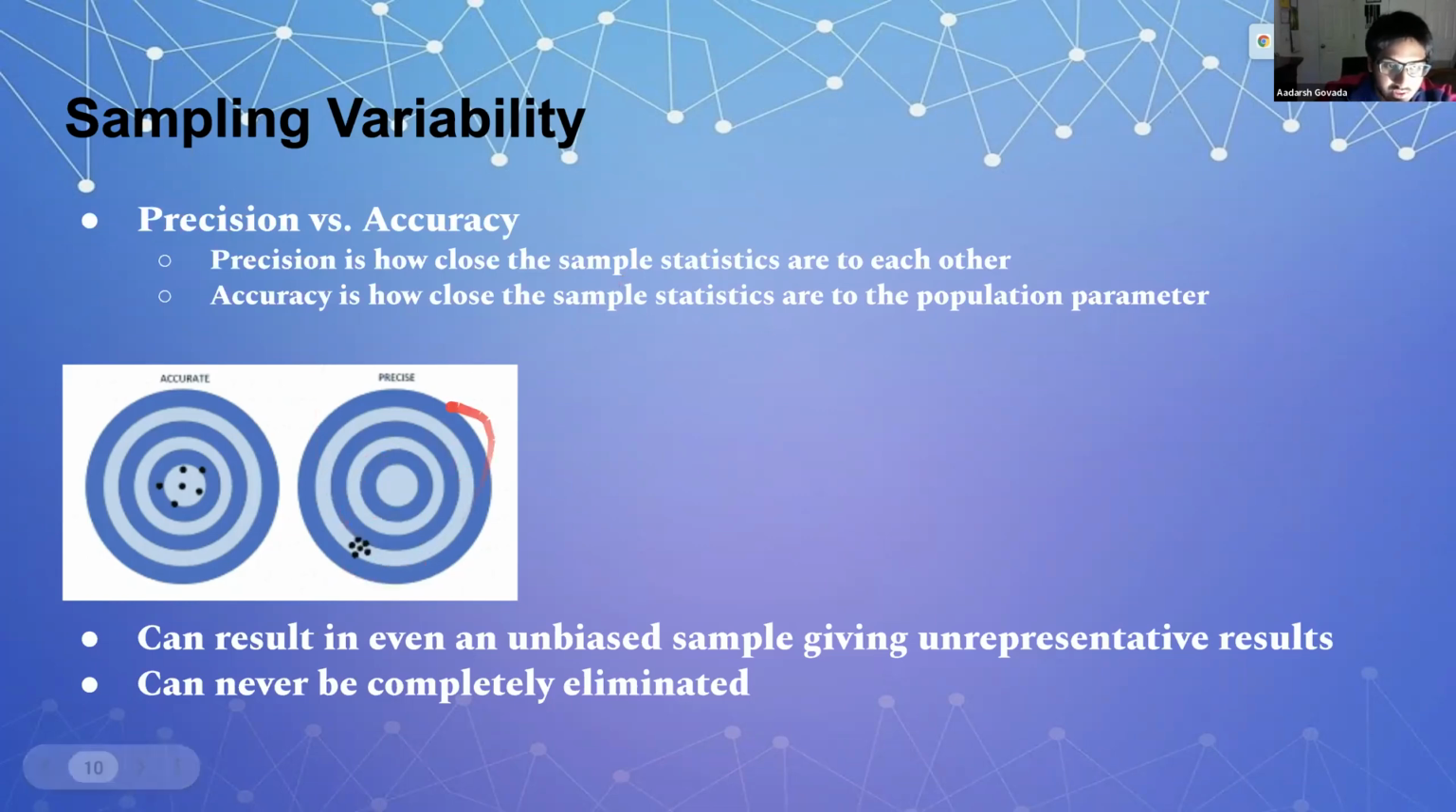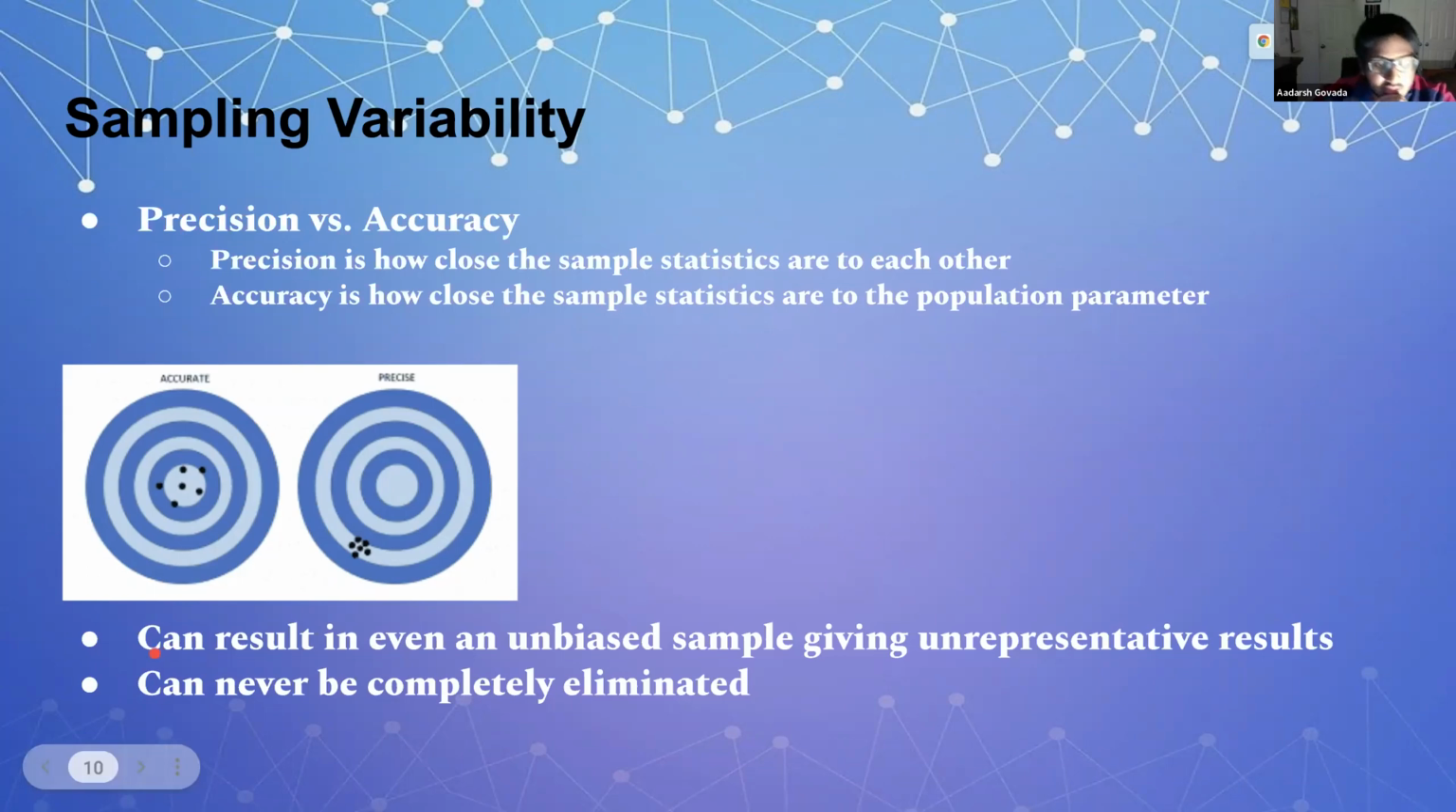So this is an arrow board analogy. Here, these ones are precise, but they're not accurate, because they're all close together, but they're not close to the center. Here, they are accurate, but not too precise, because they are kind of spread apart, but they're all close to the center.